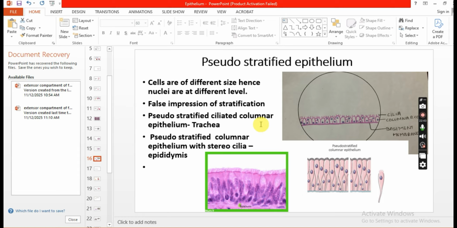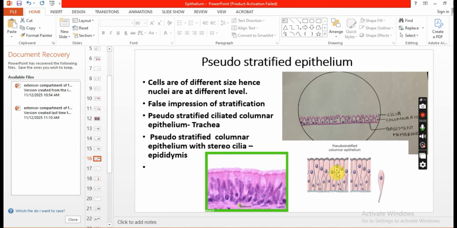Now let's go for the pseudo-stratified cells. Pseudo means false. Stratification means more than one layer. That means it gives a false impression of stratification, but in fact it has one layer of cells. That means all the cells are reaching the basement membrane. Then how is the false appearance happening? Because some cells are smaller, some cells are bigger, and the nuclei are located at the wider part of the cells.